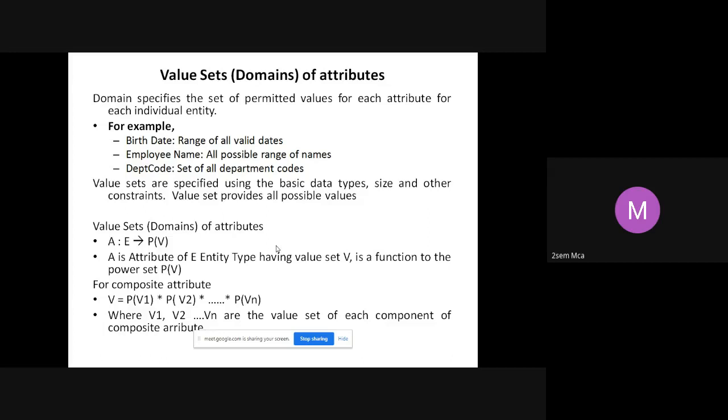Suppose we are in the university database. In the university database, for student as an entity, we have date of birth as an attribute. So what did I say? We have a university database. In that, I have student as an entity, and for the student, we have date of birth as one of the attributes. Now, what is the domain of that particular date of birth for the student entity?